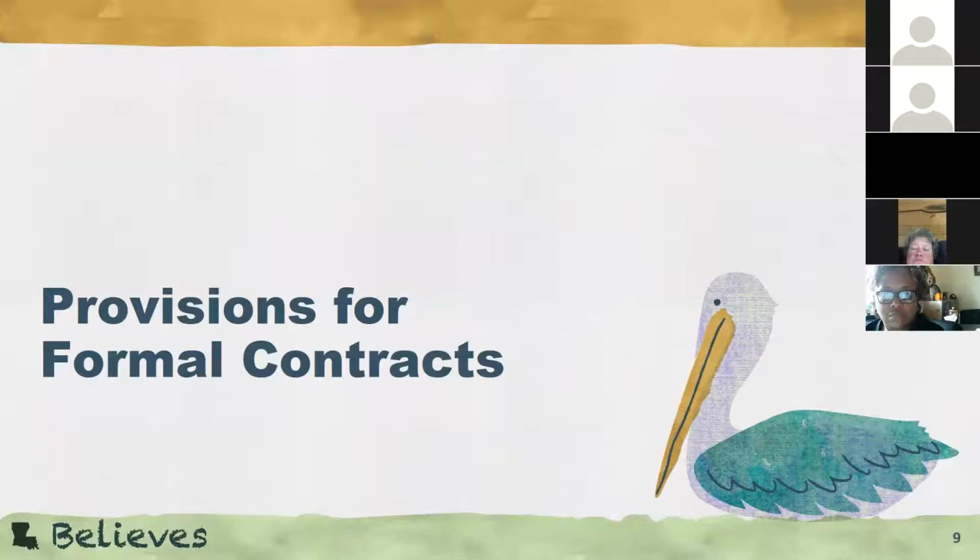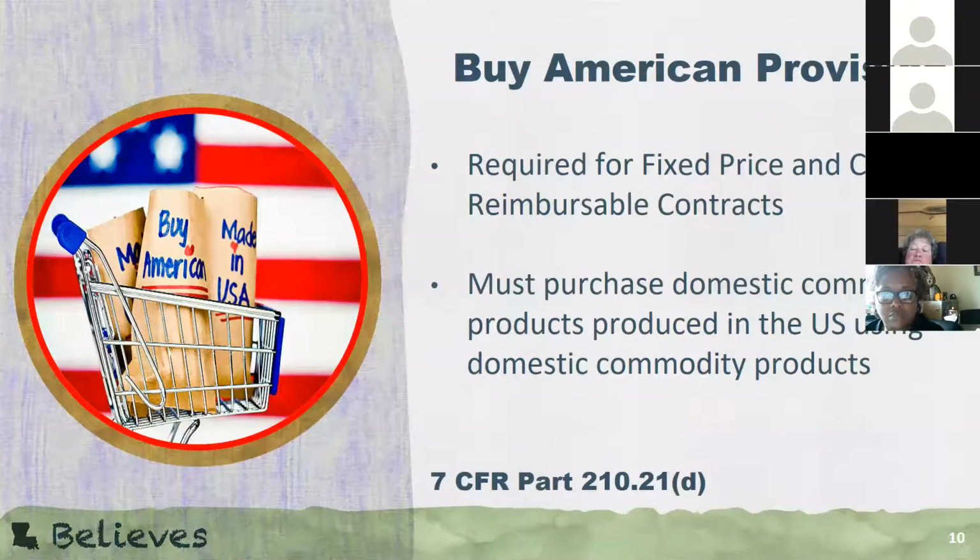Let's make sure we discuss the provisions, and I want you to make sure that as you do your formal procurements that you have included all of these provisions in your solicitation. First is the Buy American provision, which is required for fixed price contracts and cost reimbursable contracts. The Buy American provision requires SFAs to purchase domestic commodity products.